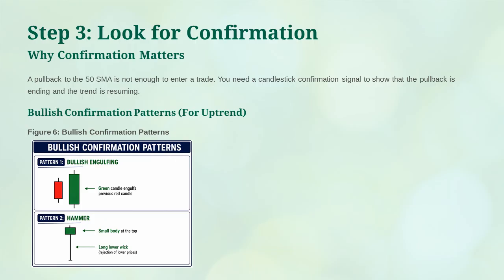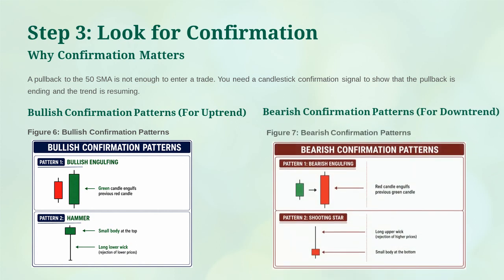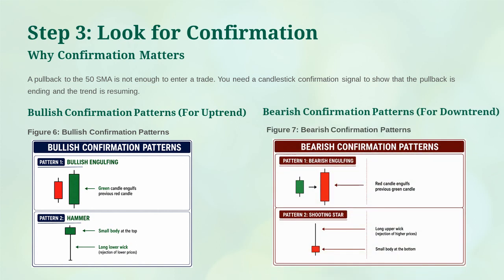In a downtrend, we look for bearish confirmation patterns. Reference Figure 7. A bearish engulfing pattern, a red candle that completely engulfs the previous green candle. Sellers are taking control. A shooting star. A candle with a small body and a long upper wick. Buyers pushed price up, but sellers pushed it right back down. A dark cloud cover. A red candle that closes more than halfway into the previous green candle.